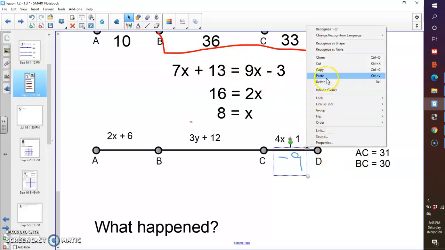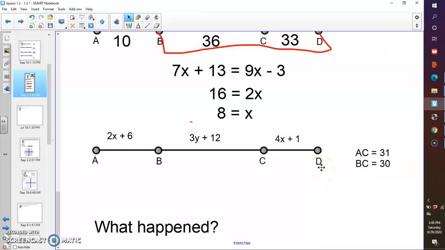Now on this one here, okay, I have AC equals 31 and BC equals 30. Now that's okay. I know it seems weird, but you have to use the numbers that are given. So basically, BC is 30. Well, what would AB have to equal? It would have to equal 1. Okay? So if AB is 1 and BC is 30, then AC is 31.